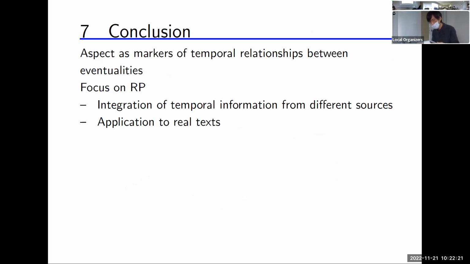Okay. As a conclusion, in this paper, we have discussed aspects in Japanese as markers of temporal relationships between eventualities. Specifically, we have focused on reference points. We have pointed out that in order to establish a reference point in the context, information from different sources must be integrated. We have also attempted a task about applying reference points to text with complicated structure. That's it. Thank you.